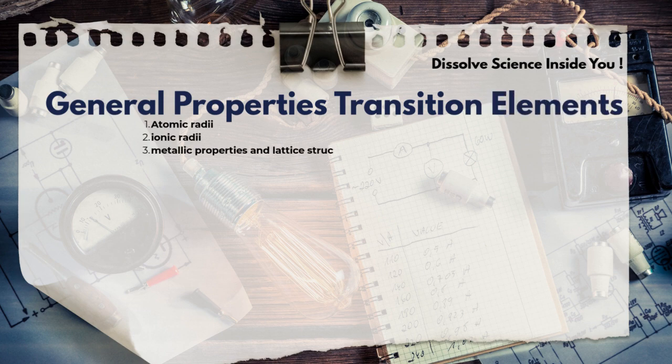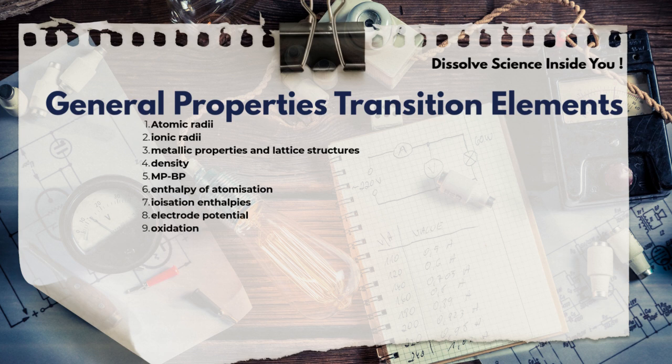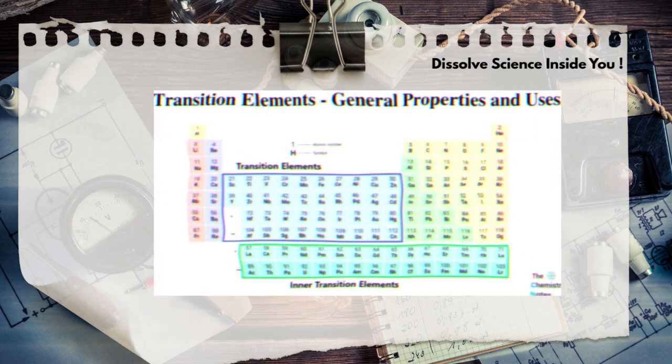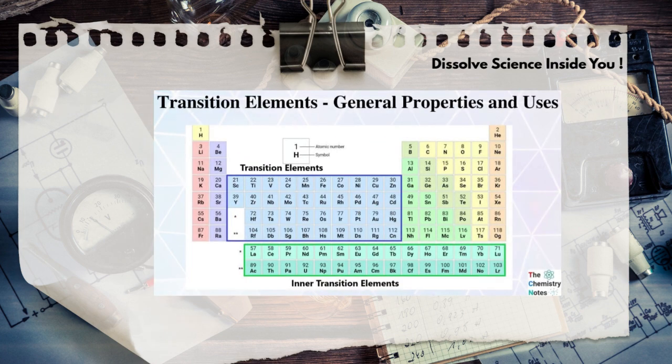In this video, we are going to understand the general properties of transition elements, not by mugging up points, but by real concepts and logic, exactly the way a classroom teacher explains. So let's start. What are transition elements? Transition elements are those elements in which the d orbitals are progressively filled in their atoms or ions.